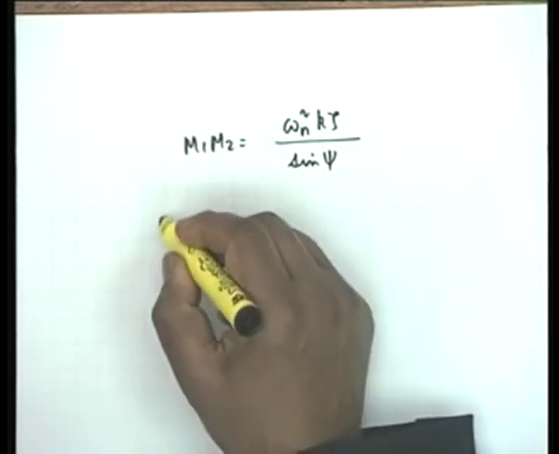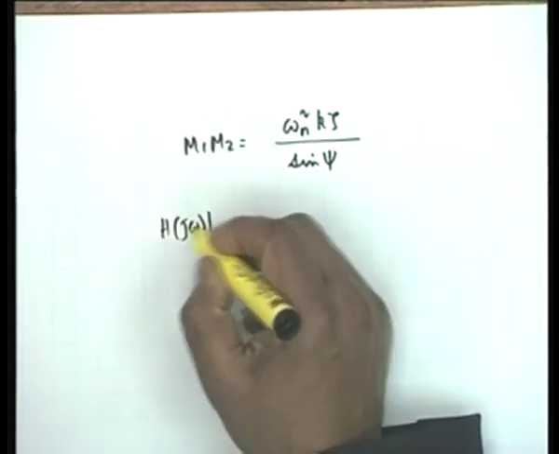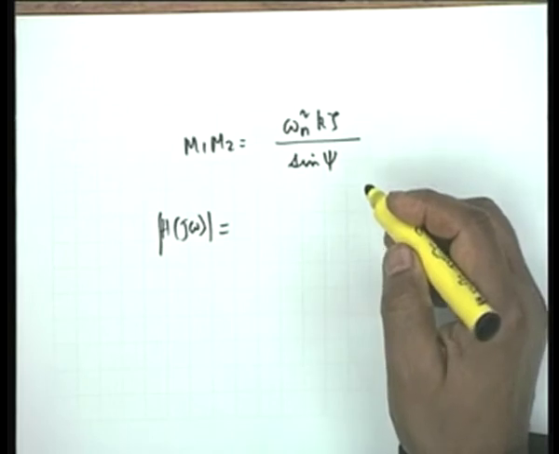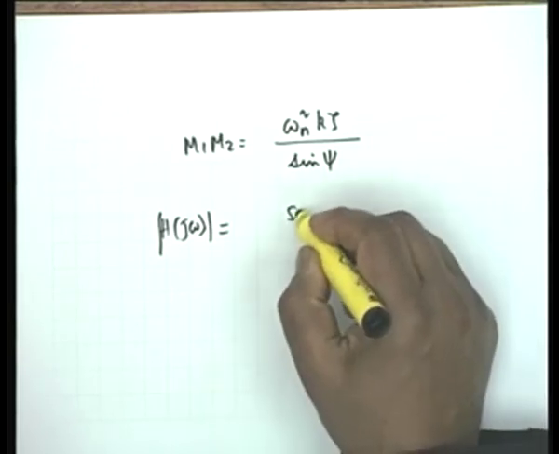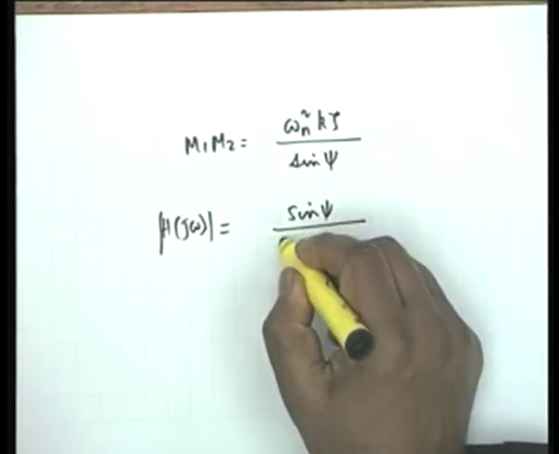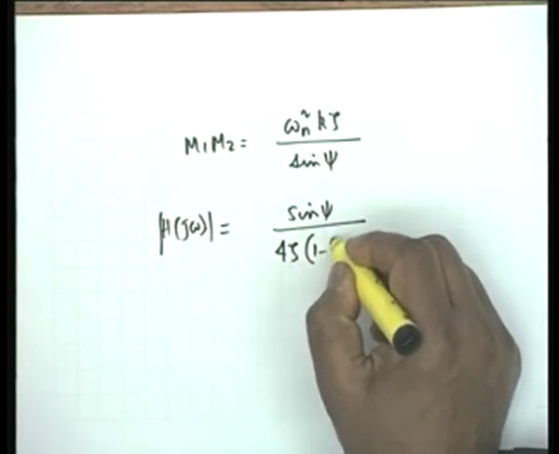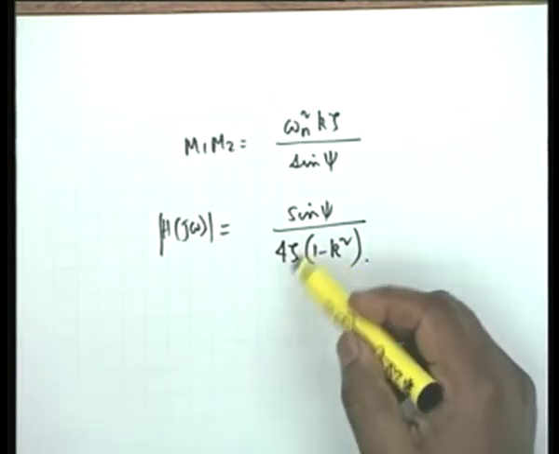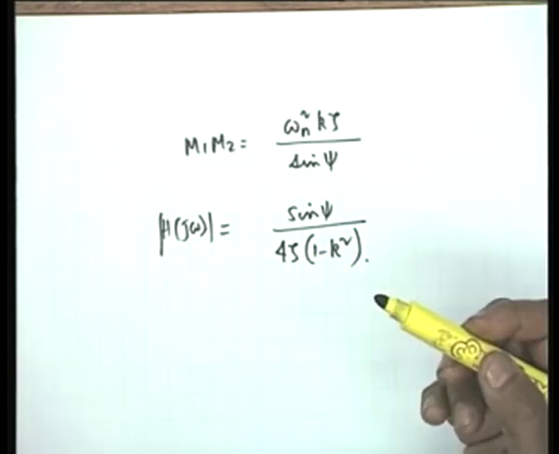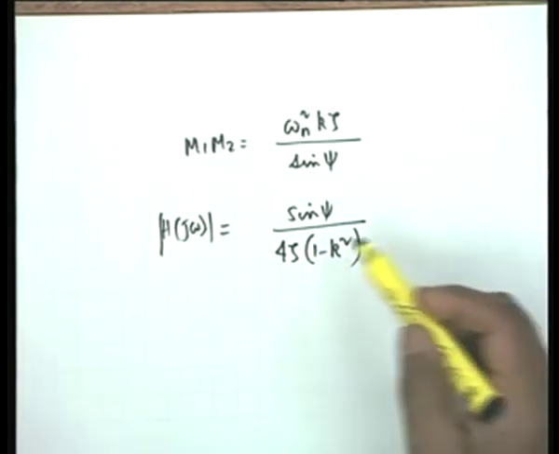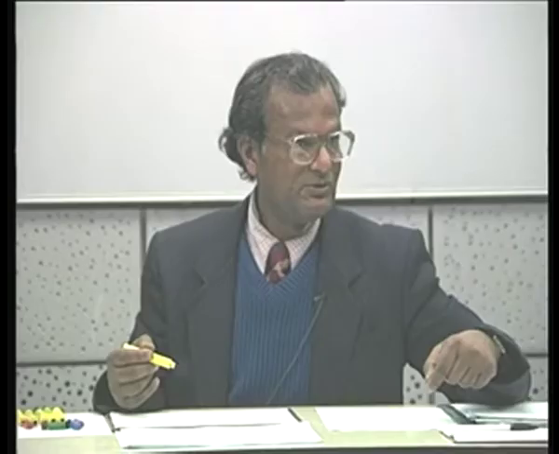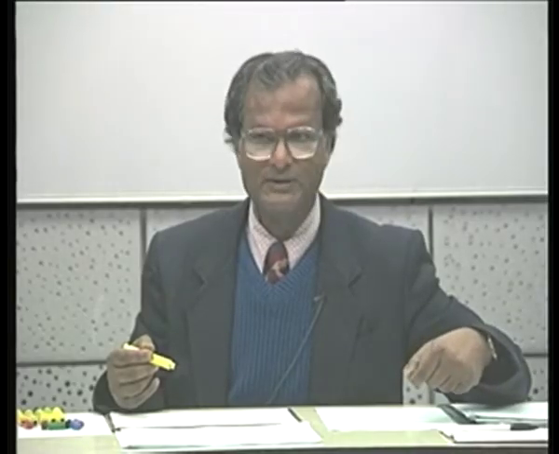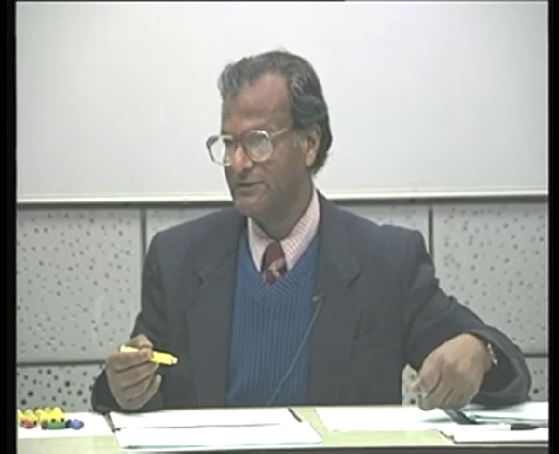Okay. Therefore, magnitude of h of j omega, if you substitute, you shall get sine psi divided by 4 zeta times 1 minus k squared. What is the difference? The difference is a factor of 2 zeta in the denominator. Previously it was sine psi by 2 times 1 minus k squared, now it is 4 zeta. Is that clear?